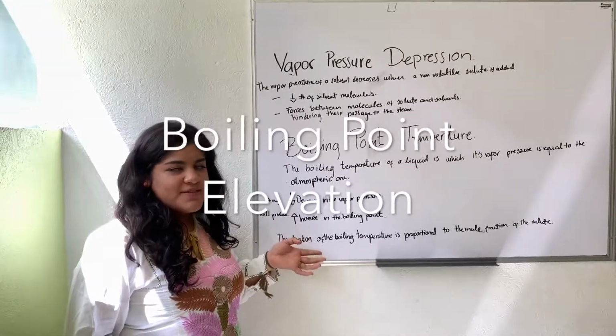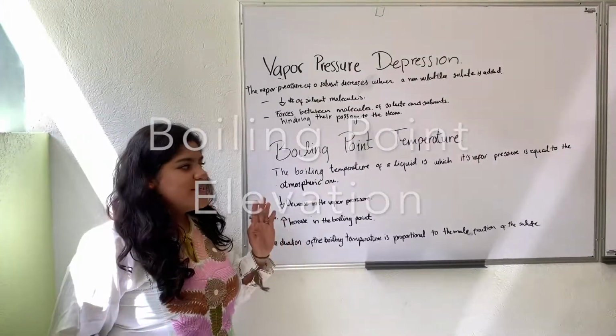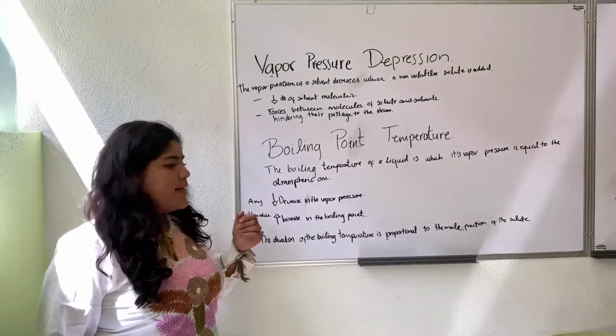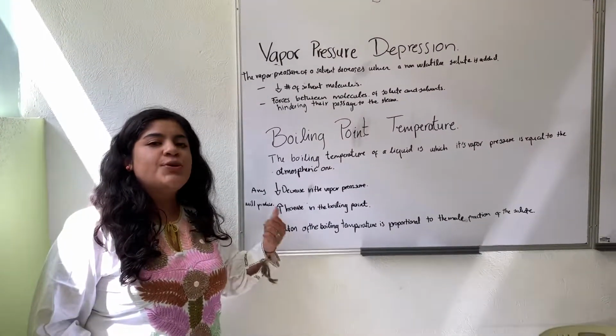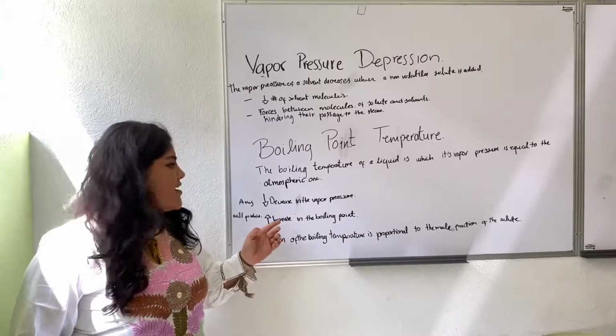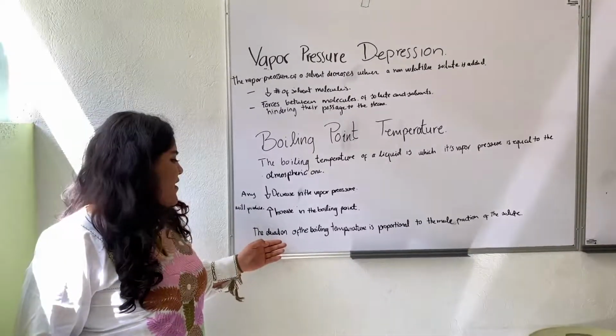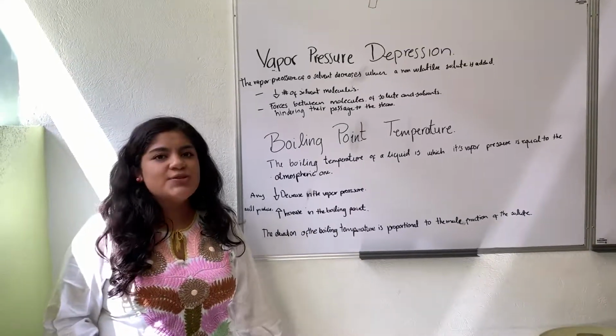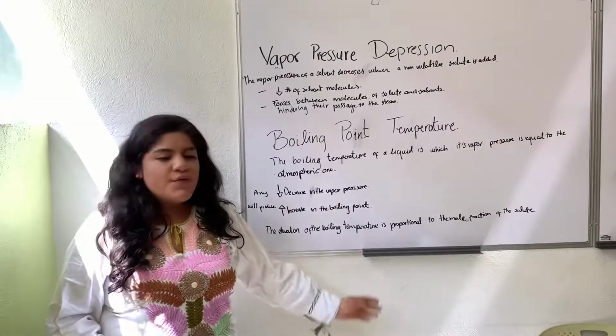The boiling temperature of a liquid is the one at which its vapor pressure is equal to the atmospheric one, and any decrease in the vapor pressure will produce an increase in the boiling point. The elevation of the boiling temperature is proportional to the mole fraction of the solute.